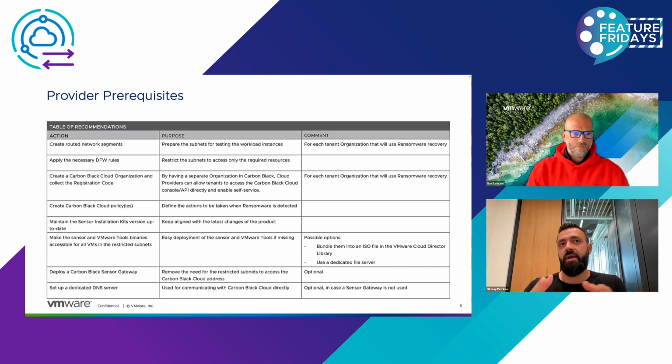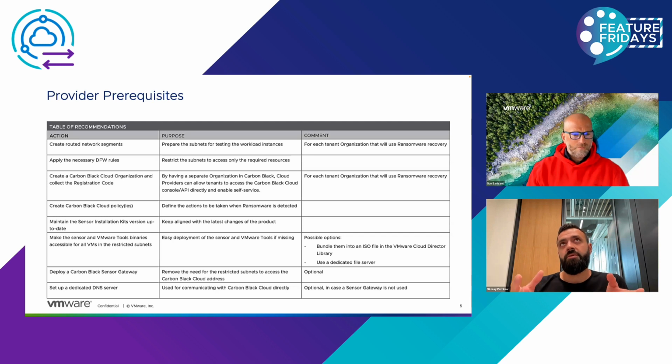If we use the multi-tenant Carbon Black setup, we should create an organization for each tenant that would like to have the ransomware recovery service. Also create one or multiple policies within Carbon Black for how the sensors will react to detecting an infection. All this is controlled, and it's a mandatory thing. So we have it in Carbon Black, and I have an example, of course, for that. It's important to always maintain the latest installation kits for the sensors that can be installed on the workloads. They are refreshed regularly by the Carbon Black team, and they can be easily downloaded from the cloud service.